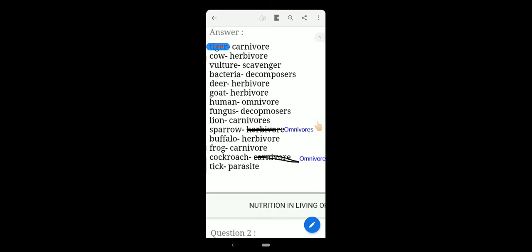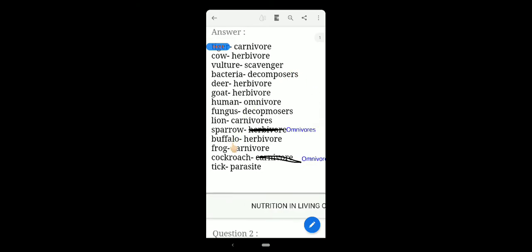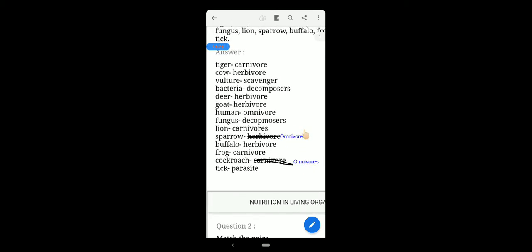Before ending this video, take a look at this. Yesterday we discussed question number one, and I told you orally to make changes over here. Sparrows are omnivorous, and even cockroaches are omnivorous. Here it is written as herbivorous and carnivorous. Just make these changes in your notebook.